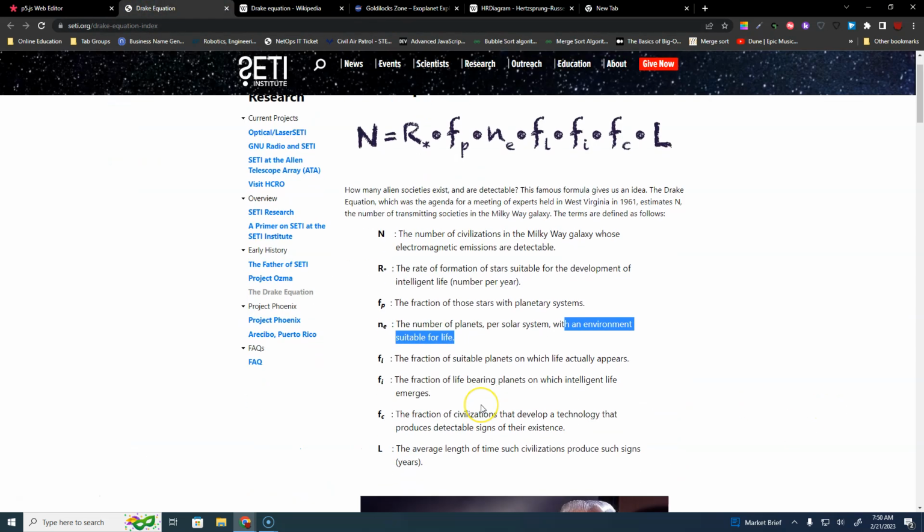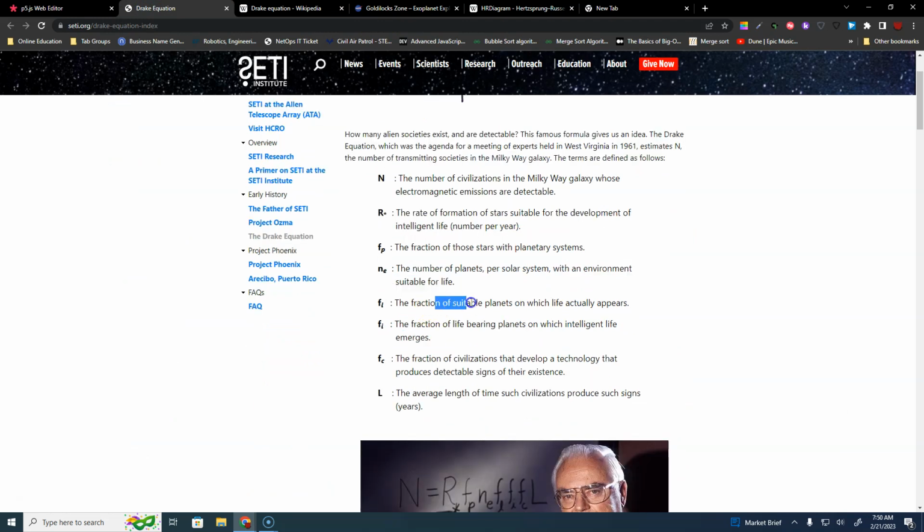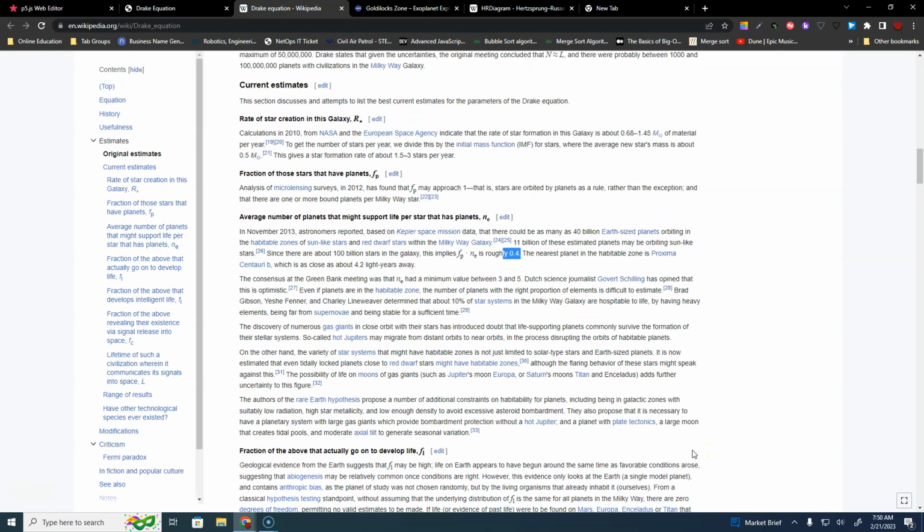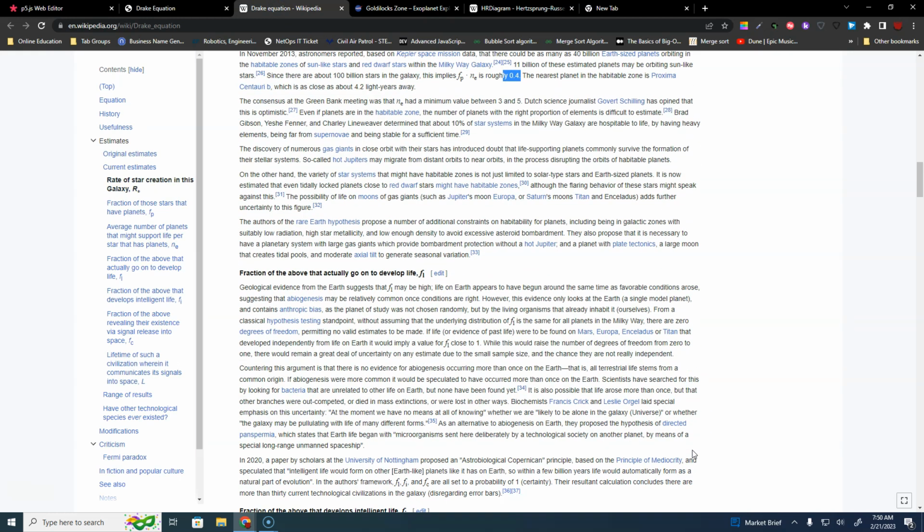Okay, so we just keep going down this. F of L is a fraction of suitable planets where life actually does occur. And, I mean, it's never going to be 0 because we are life that does occur.